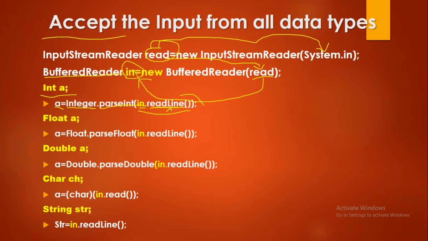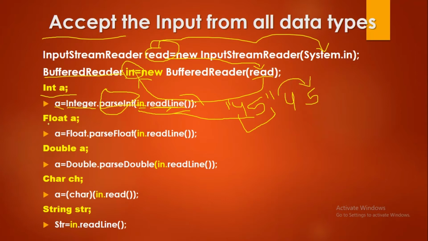Now suppose you enter 45 from the keyboard. You have written readLine, so that will come in the form of a string. Now here we are using parseInt. The use of this function is that the data you enter in the form of a string will be converted into the particular format. Suppose we are using integer here, so the string 45 will be converted into the integer 45.